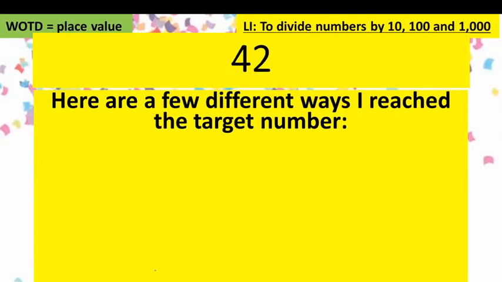Okay, let's have a look at a few different ways that I reached the target number. I started off nice and simple. I know that 1 is a factor of 42, so 1 times 42. I've got a really simple one in there quickly. I know my 7 times tables. I know that 7 times 6 is 42. I know that I could times 42 by 3 and get 126, because 40 times 3 is 120 and 2 times 3 is 6. If I add them together, I get 126. So 126 divided by 3 is 42.